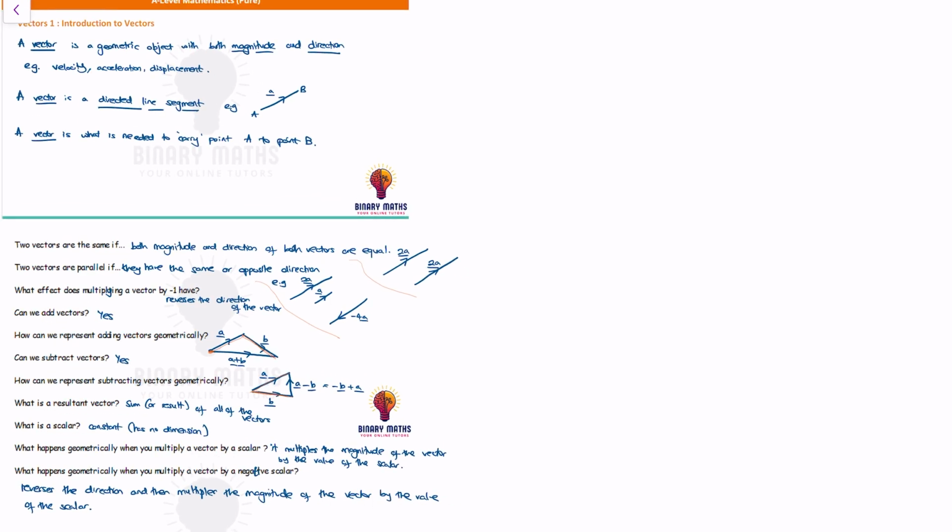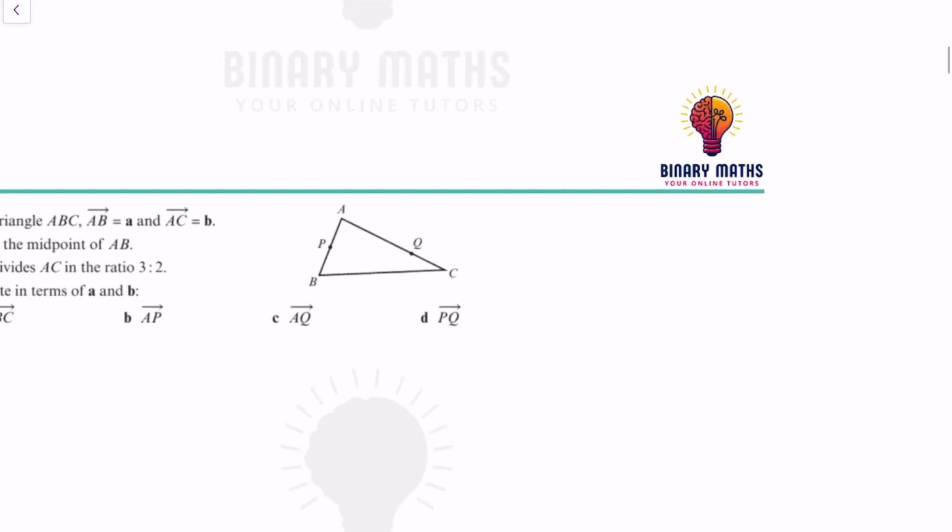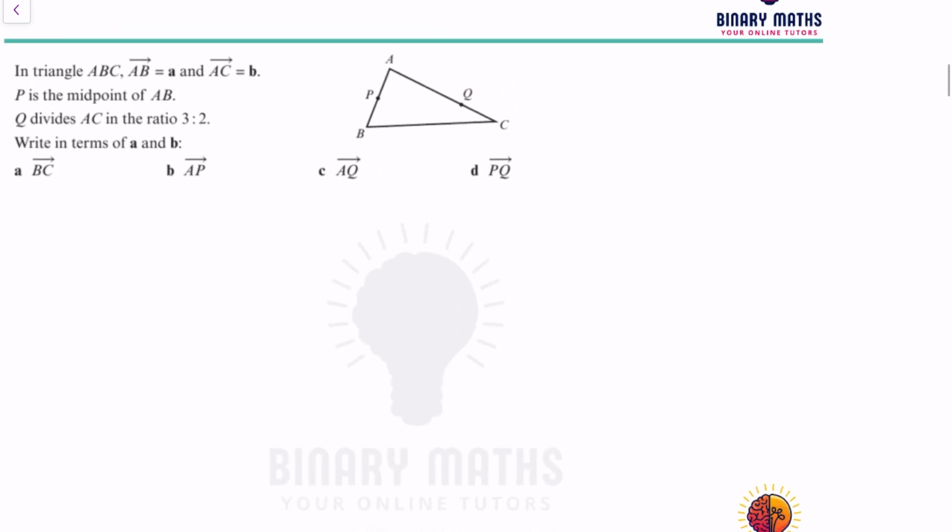Okay, so now that we have all the knowledge in front of us, we want to apply this knowledge to geometric problems. So let's go through some questions. So question 1. In a triangle ABC, A to B is equal to A. A to C is equal to B. P is the midpoint of AB, so it's 1 to 1. And Q divides A to C in the ratio 3 to 2.